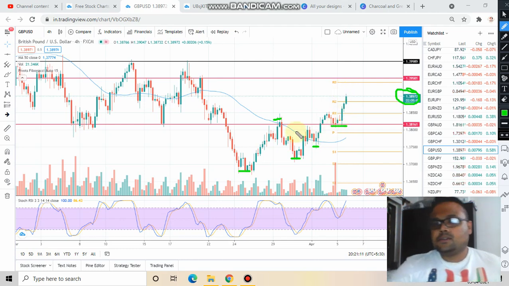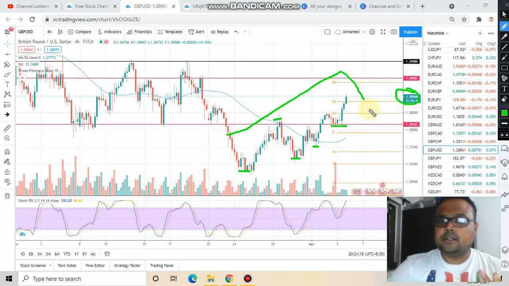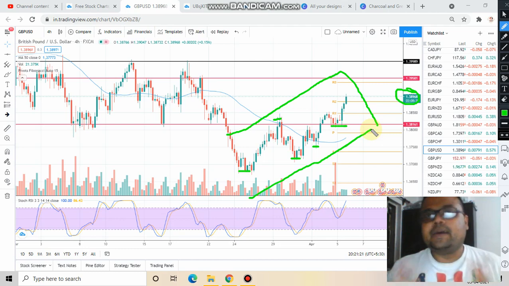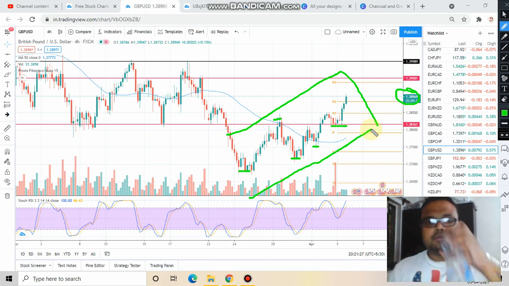So see, if you just consider this portion of the market, then we can easily tell that yes, market is trying its best, giving its best shot to go up, and yes, market is in uptrend right now. Market is in uptrend and there is no doubt about it.